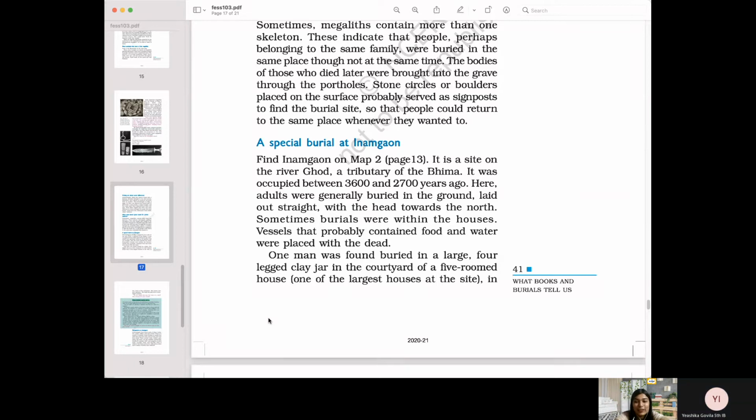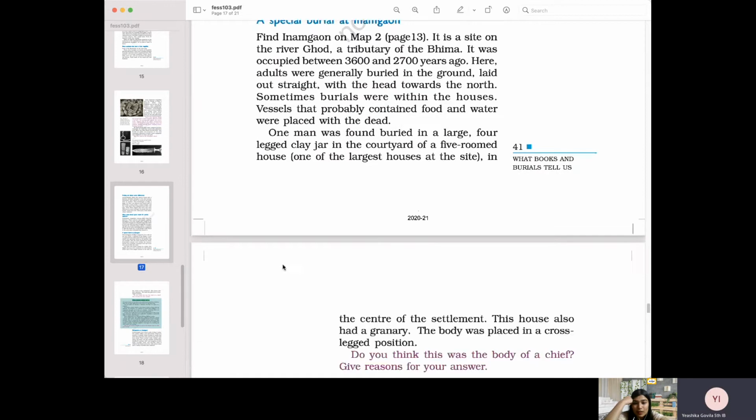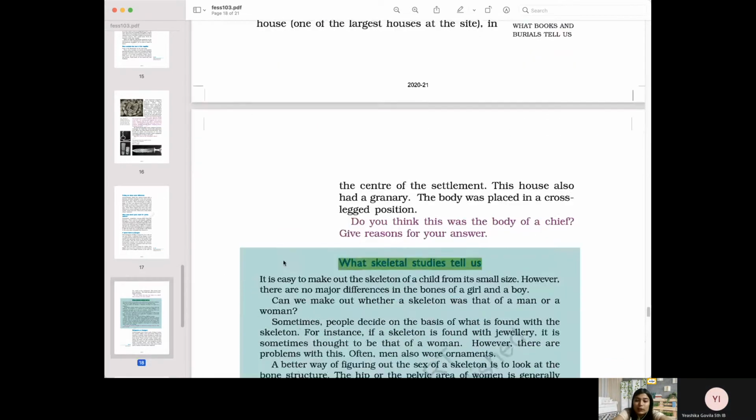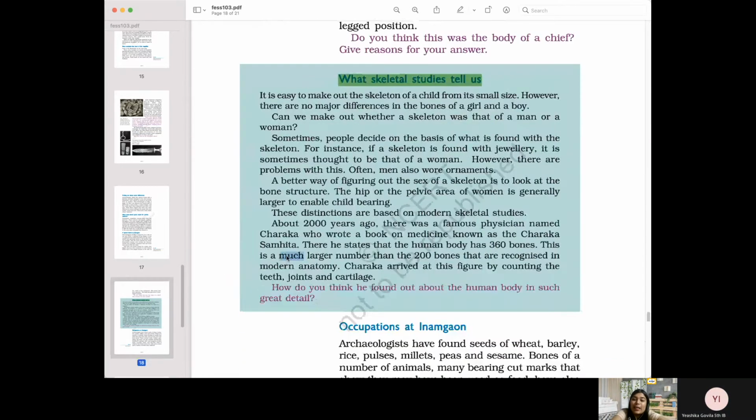Like, the special chief who has 5 rooms, the entire house is given to that chief to bury him, right? So that was a special burial at a place called Inamgaon. So now we'll understand what the occupations of people at Inamgaon were.